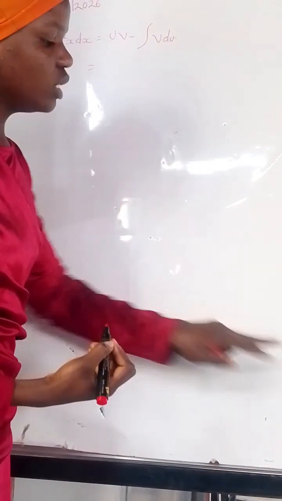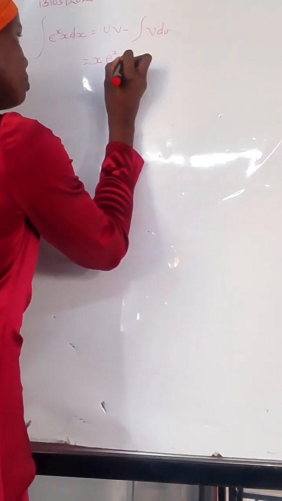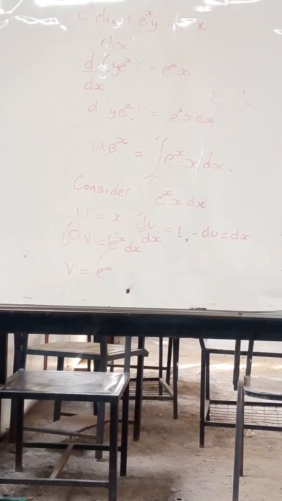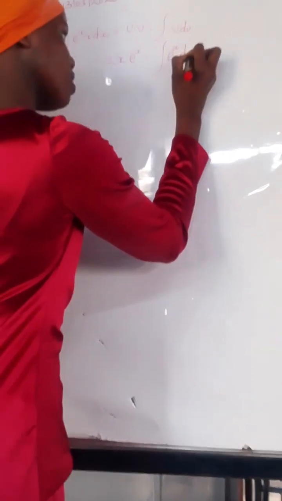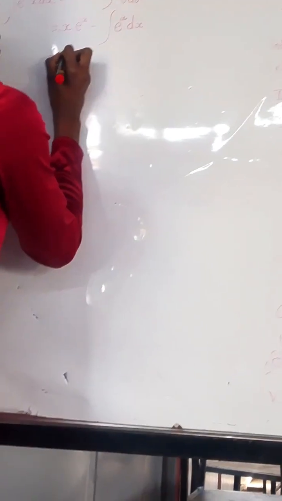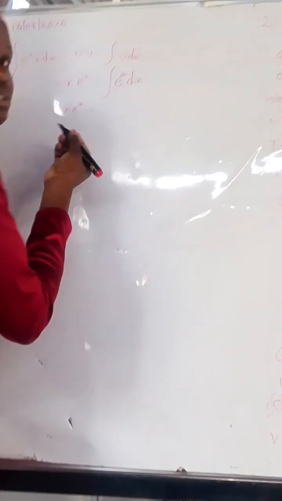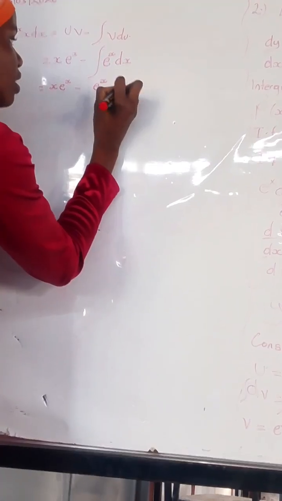But our u is x. Our v is e power x, minus integral of v, which is e power x. Our du is dx from here. So we get x e power x minus, this one remains the same, minus e power x plus c.